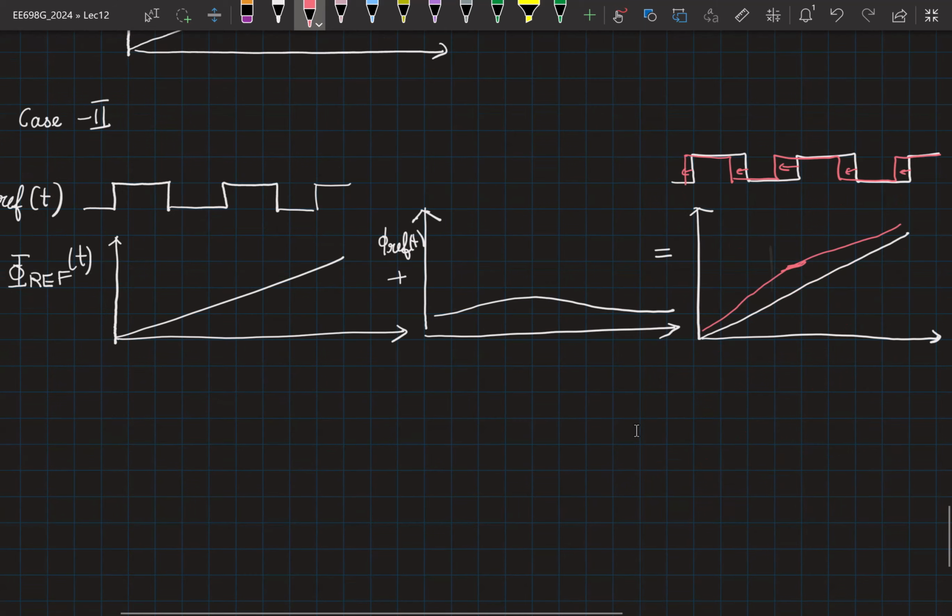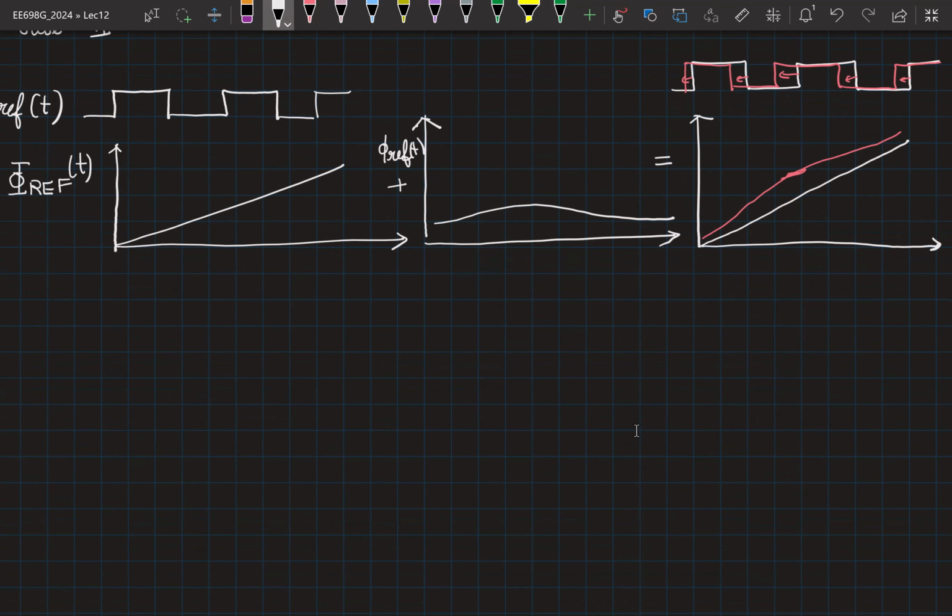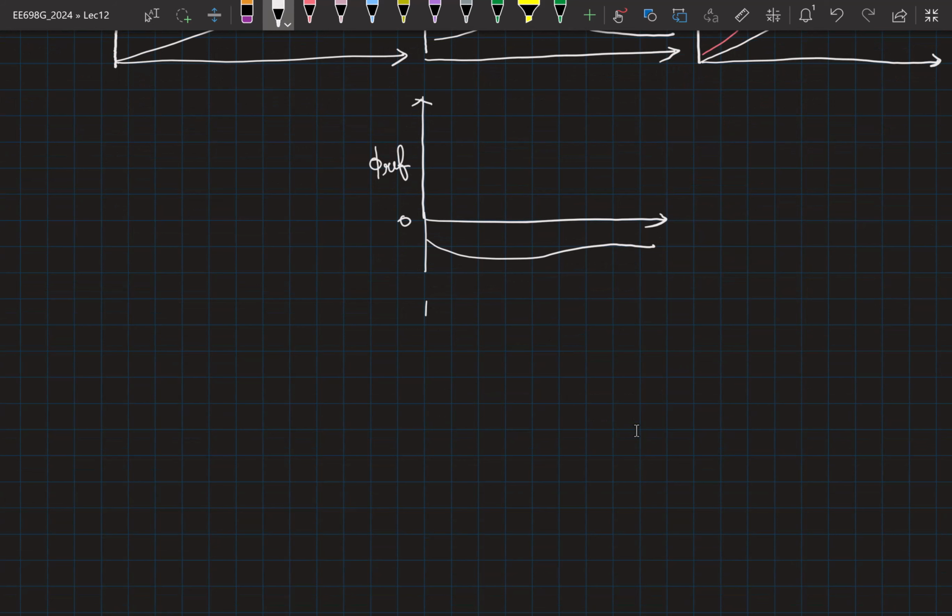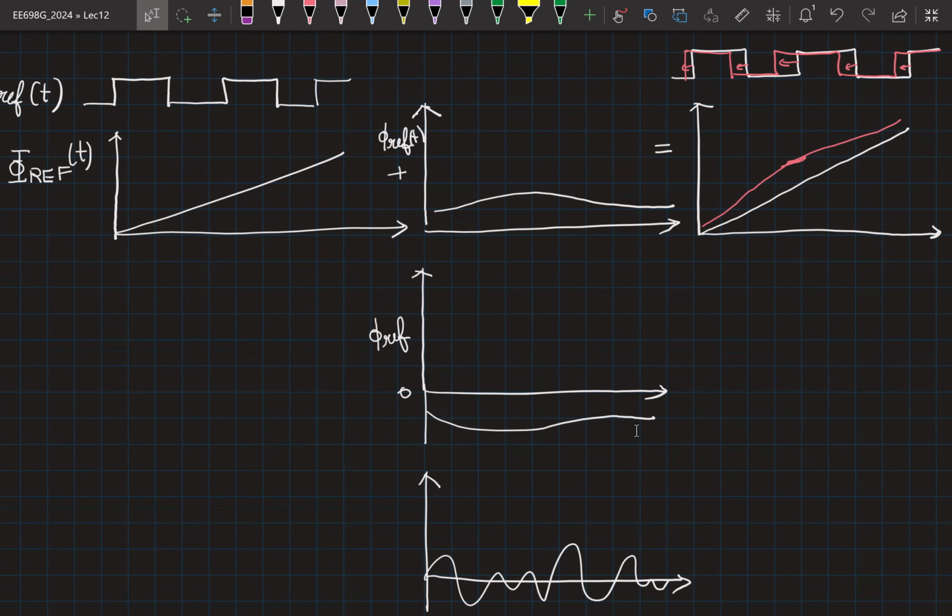Now, as homework, I want you to consider the scenario when your small signal phase is a negative value, let's say like this. And your small signal phase has large variations, something like this. So sketch the total phase and figure out how your square wave edges are going to shift.